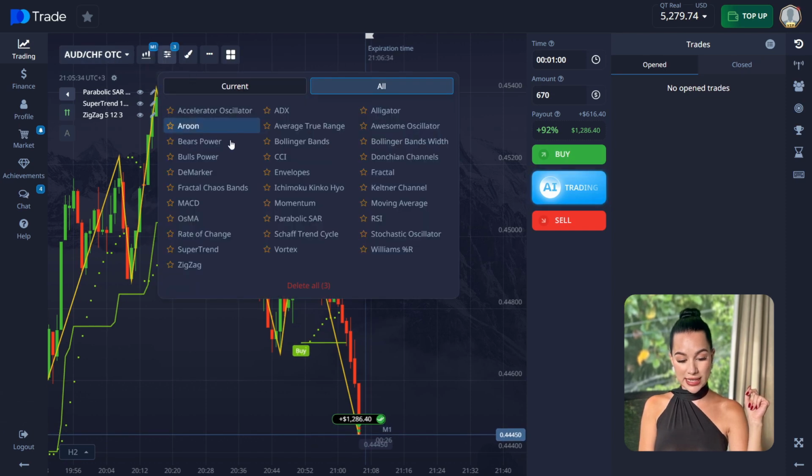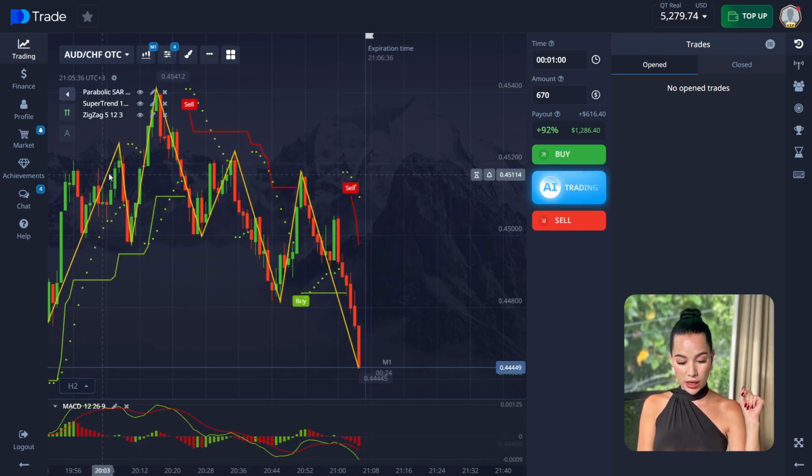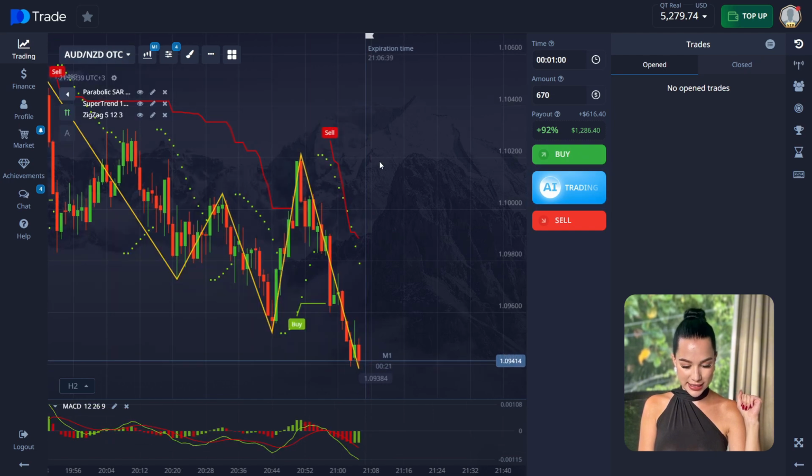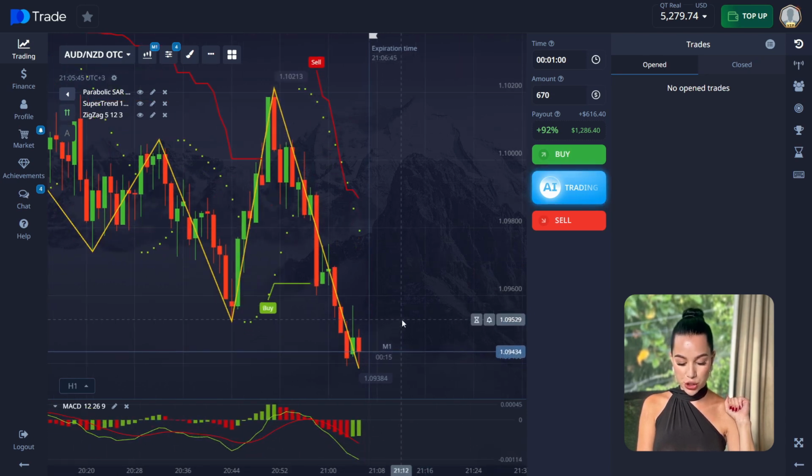So let's find another situation right now. We are also going to turn on the MACD indicator, and I'm going to show you how you can analyze the trades with this. So here we can see actually for the last 3 candles some kind of lateral movement.